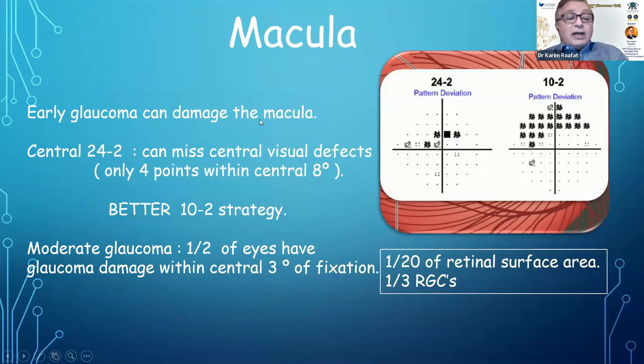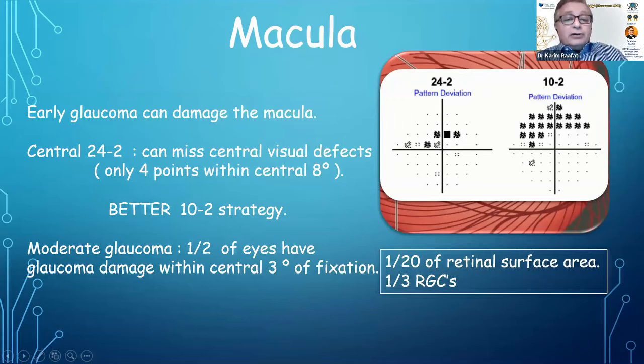Early glaucoma can still damage the macula, although not detectable, because if we depend only on the central 24-2, this can miss the central field defects, because there are only 4 points in the central 8 degrees. So it is better to zoom in and use the 10-2 strategy to highlight these central field defects. And remember that in moderate cases of glaucoma, 50% of the eyes have glaucoma damage within the central 30 degrees of fixation. So focusing on the macula with the 10-2 strategy of the field and the ganglion cell complex is very important.